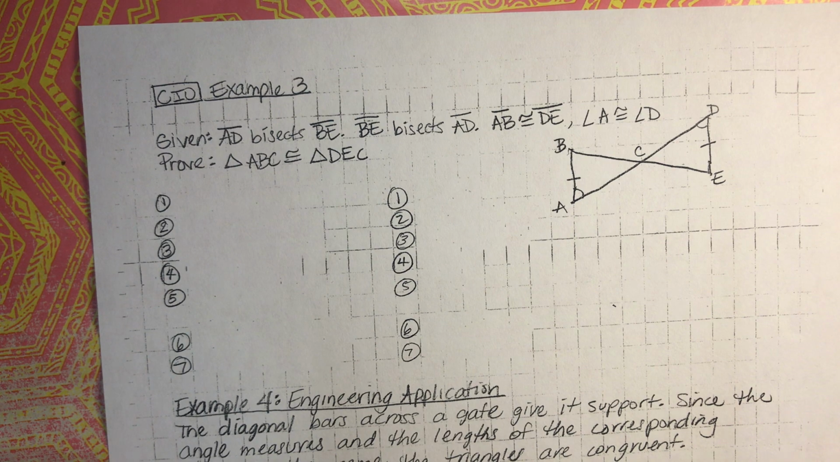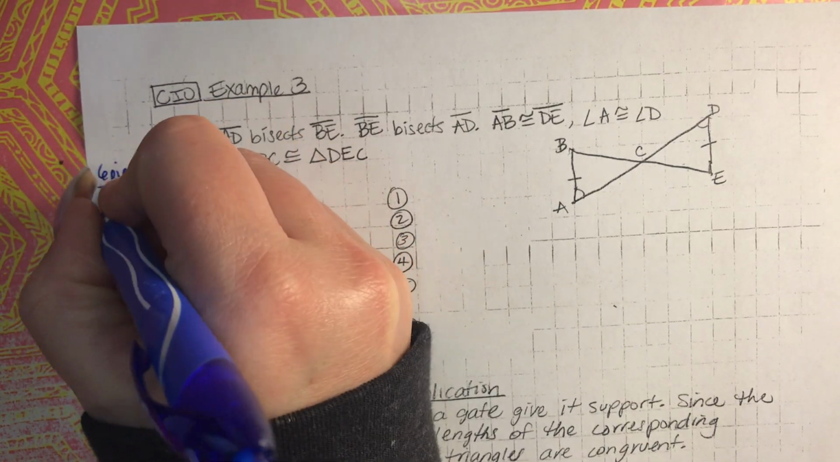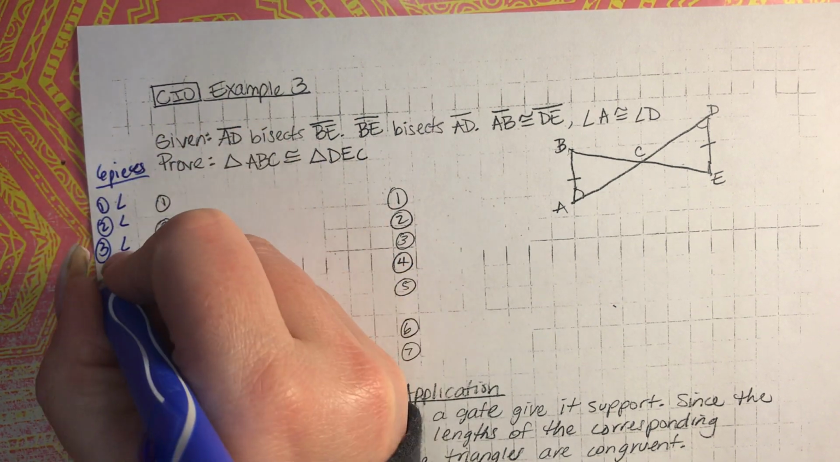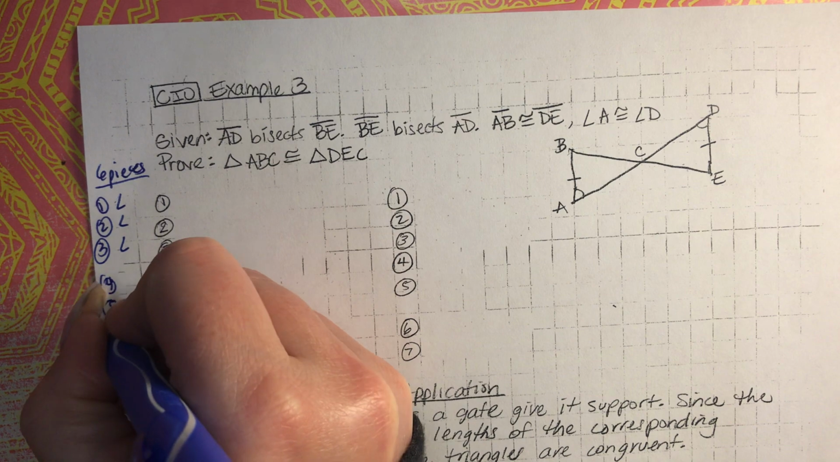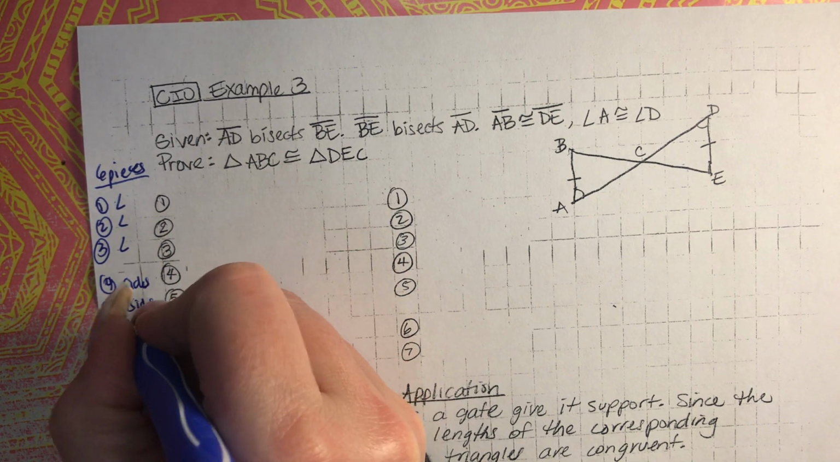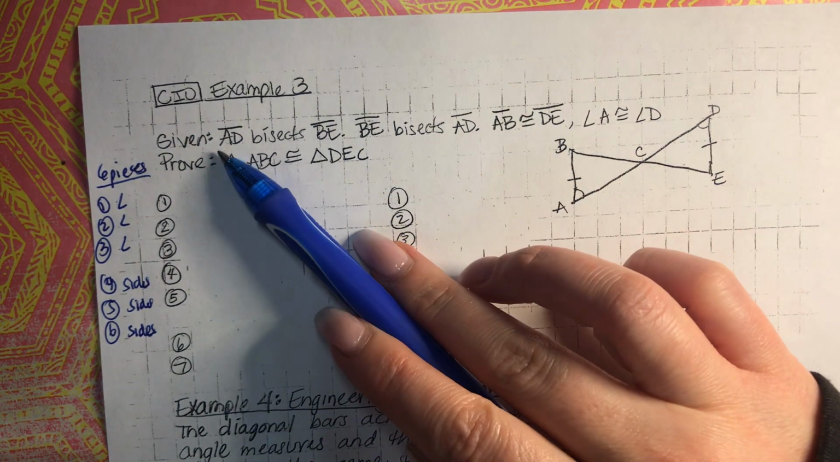Okay, let's go ahead and get started. We need 6 pieces of information: 3 angles and 3 sides. Okay, let's do this. So what's the first bit it gives us?